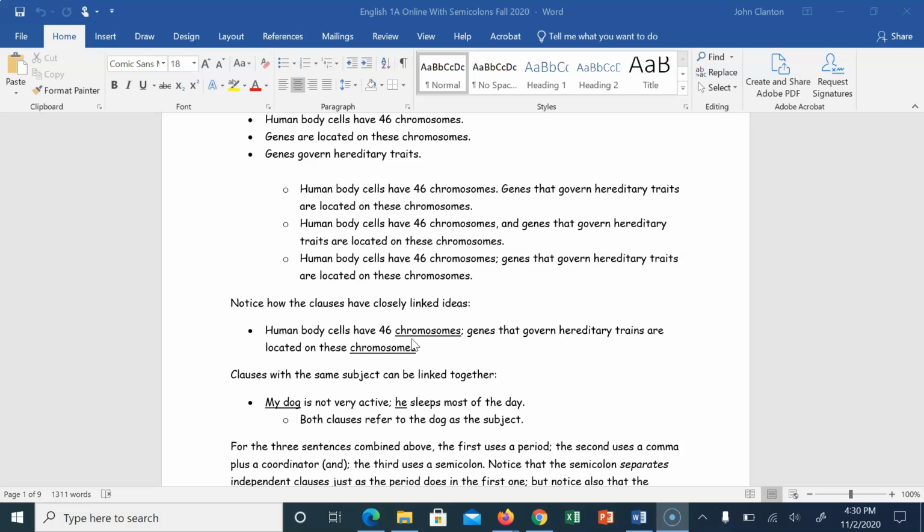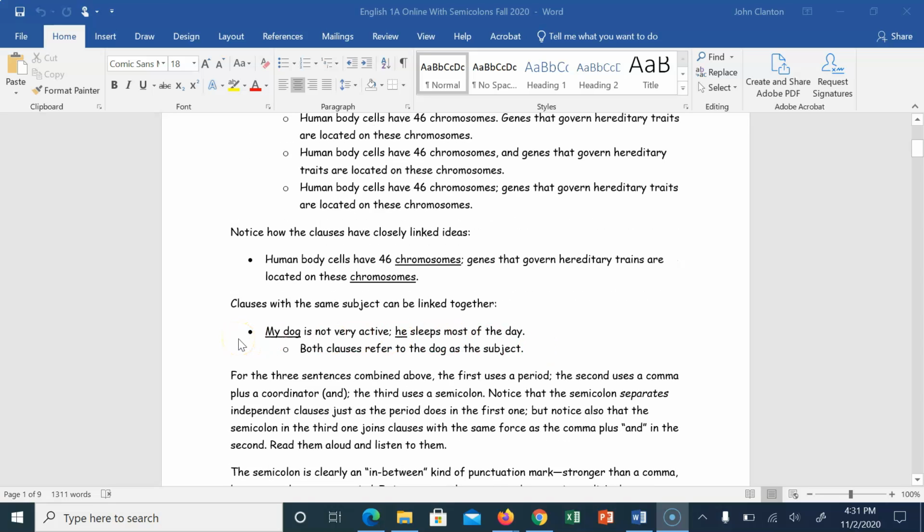Now, is it wrong to use a period? No. But a reader is used to seeing periods. So when you see a semicolon, it kind of makes a stop, right? And it's going to draw our attention to what the writer wants to say. Okay, take a look at this example here. My dog is not very active, semicolon, he sleeps most of the day.